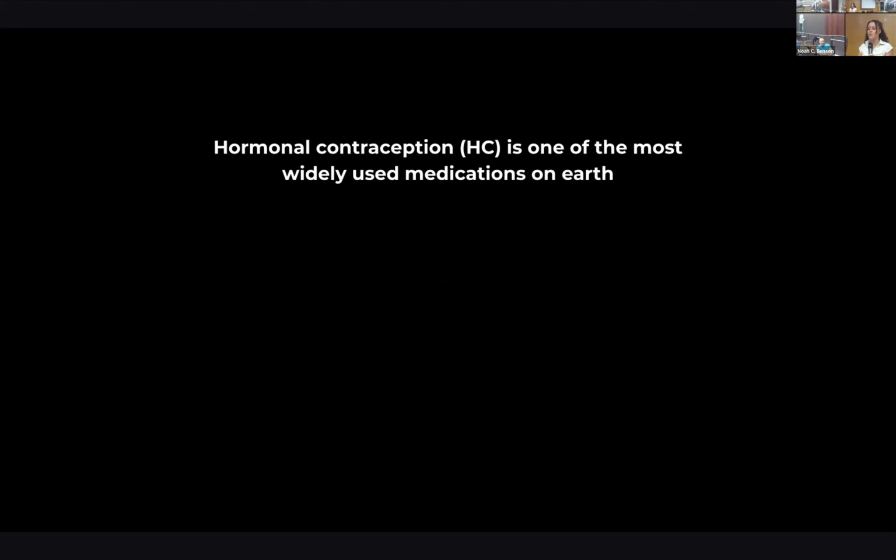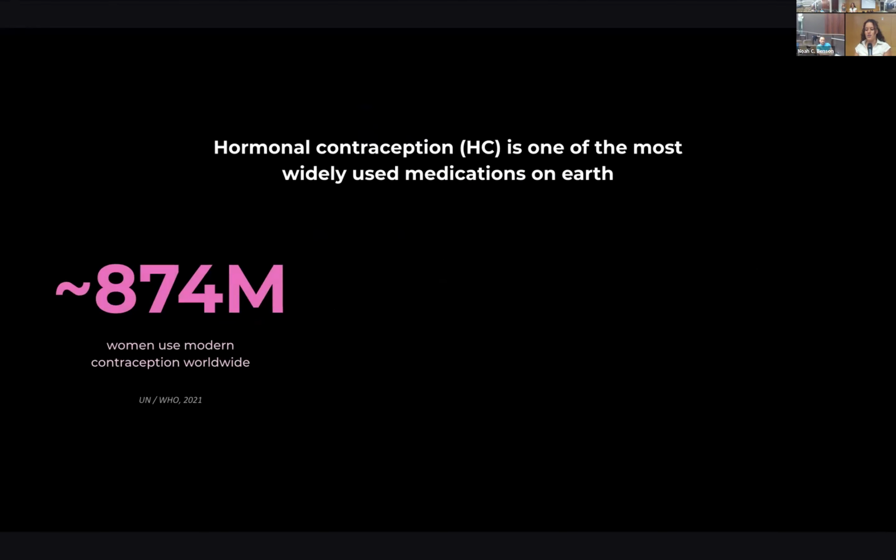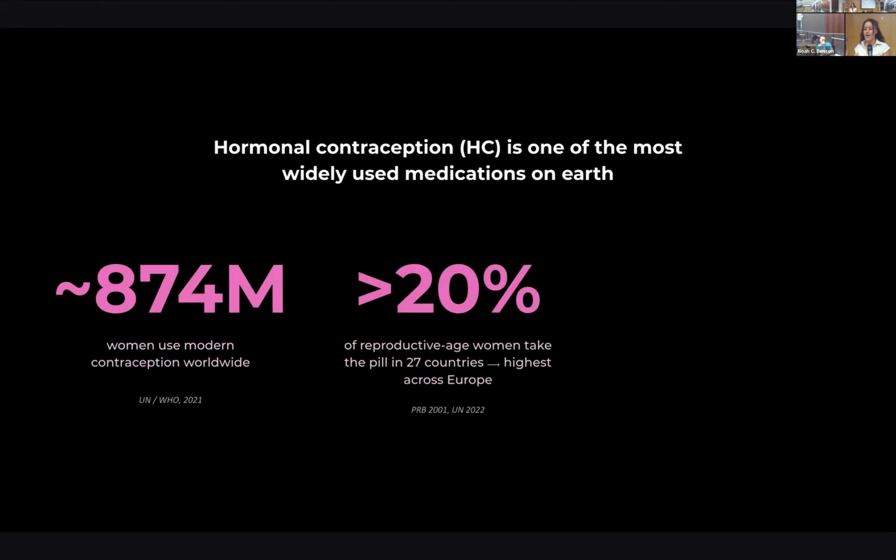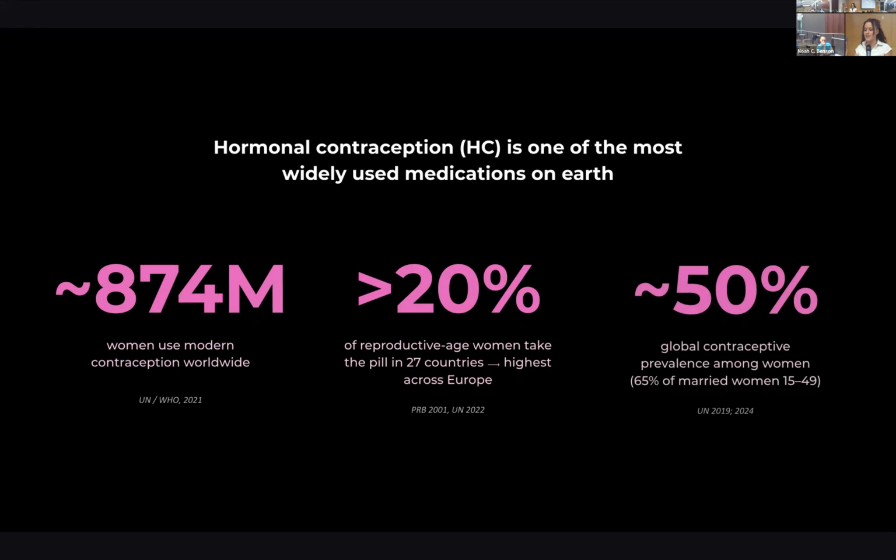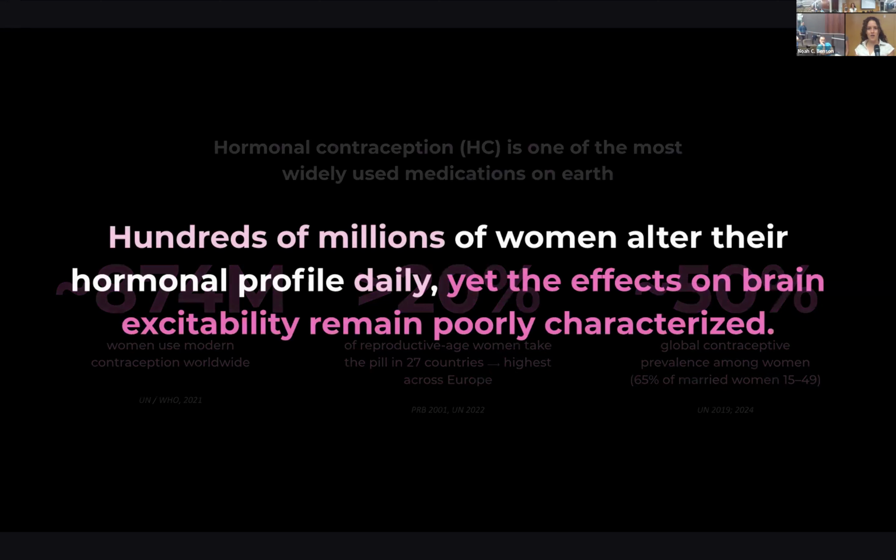Hormonal contraception is one of the most widely used medications on Earth. 874 million women use modern contraception worldwide. Over 20% of reproductive age women take the pill in 27 countries. That all being said, hundreds of millions of women alter their hormonal profile daily, yet the effects on excitability remain poorly characterized.